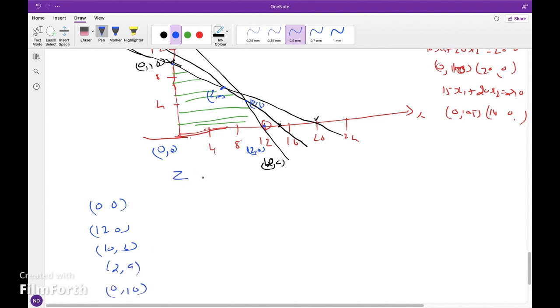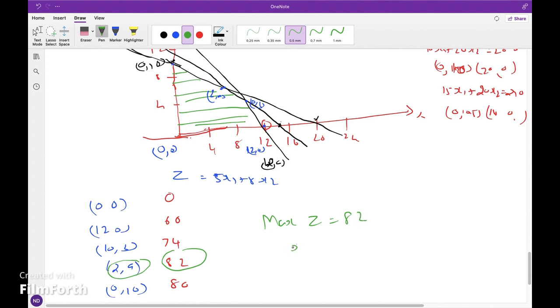Find the value of z equal to 5x1 plus 8x2. At 0, 0, the value is 0. Second one, 12, 0, the value is 60. Third one, 74. Fourth one, 82. Fifth one, 80. So here the maximum value is 82. So the maximum of z equals 82 at x1 equal to 2, x2 equal to 9.